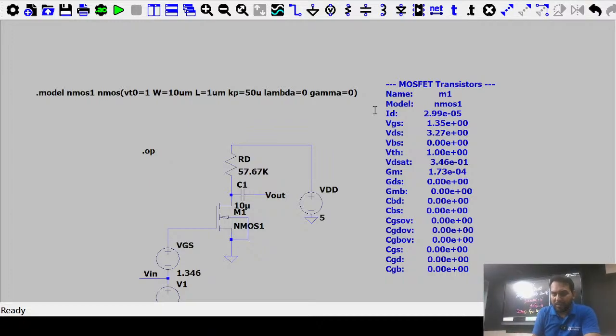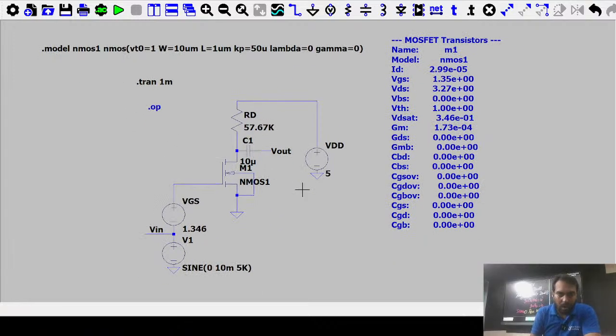So what is the time period? 1 by 5k will be 0.2 millisecond. And if you want 5 waveforms, you can take 1 millisecond. If you want only 2 periods, you can go for 0.4 millisecond. So I am going for 1 millisecond. So for 1 millisecond, I want to operate that circuit. Just save it and run it.